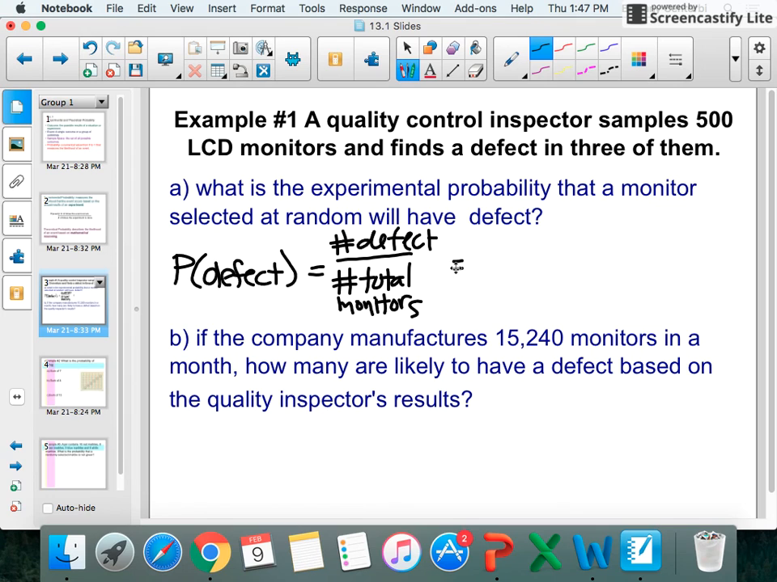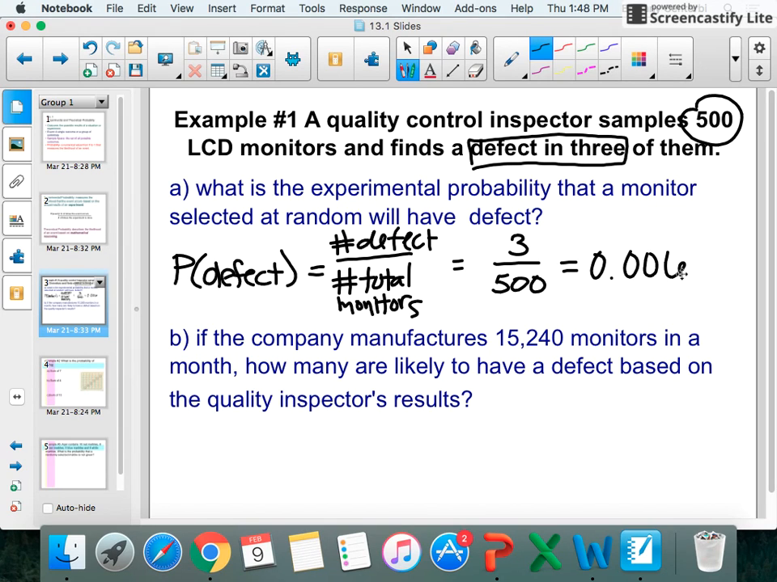So if we read in the problem here, we have a defect in 3 of them. So that means that my 3 goes on top because there's a 3 that have a defect, out of the total monitors, which is 500. And I'm going to simplify that down to a decimal. So if I divide 3 by 500, I get 0.006 have a defect.